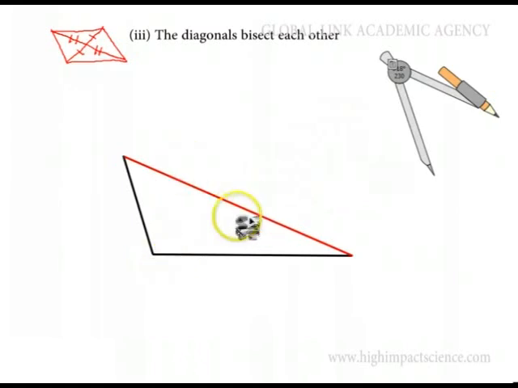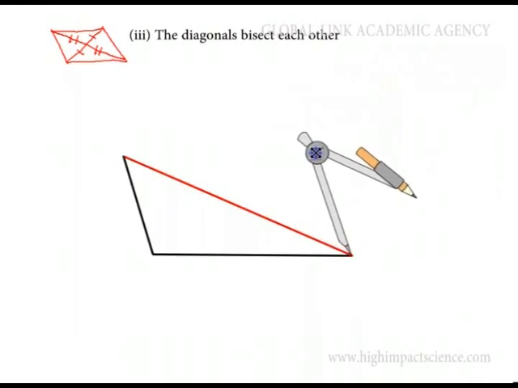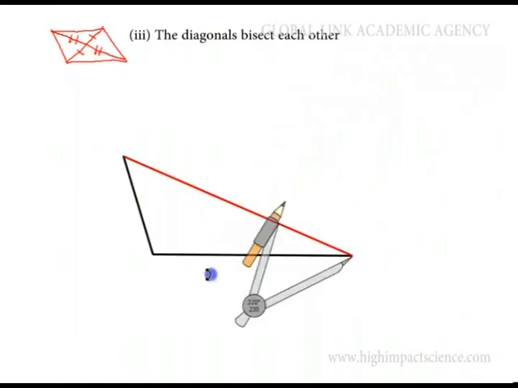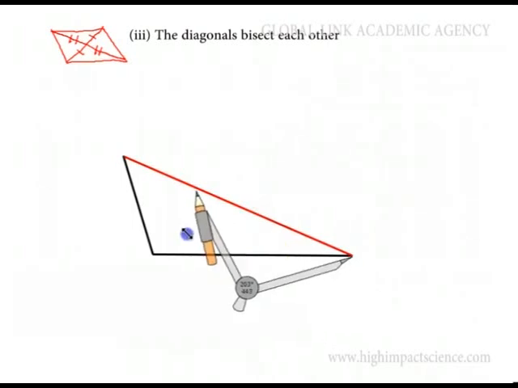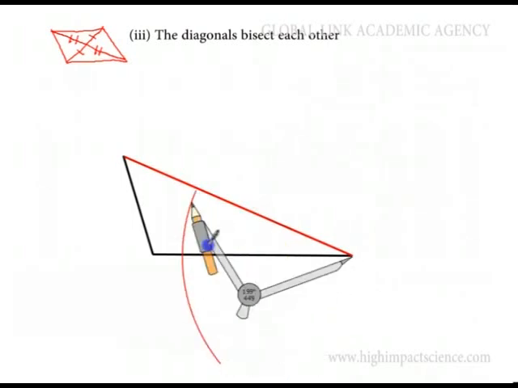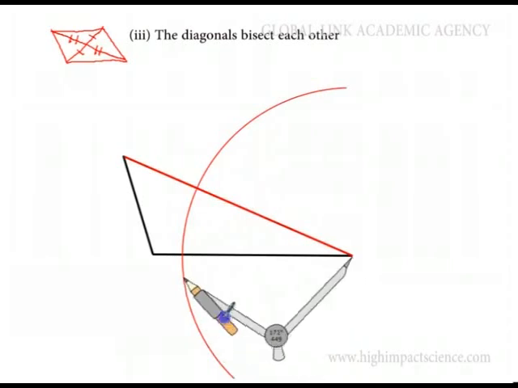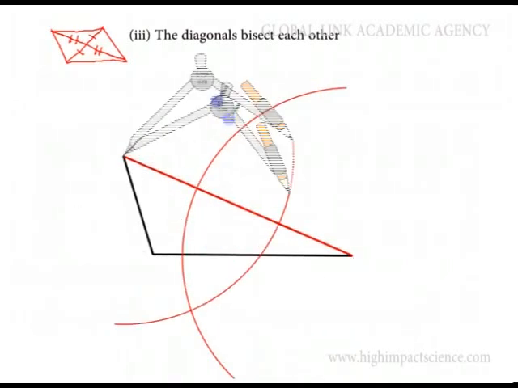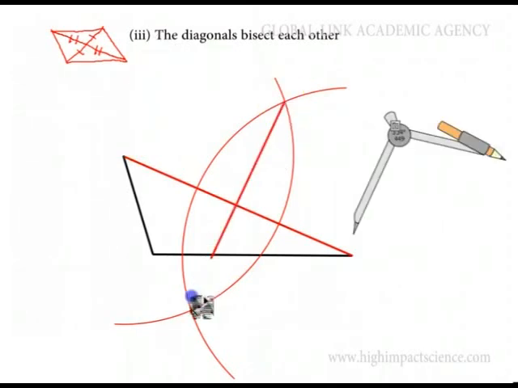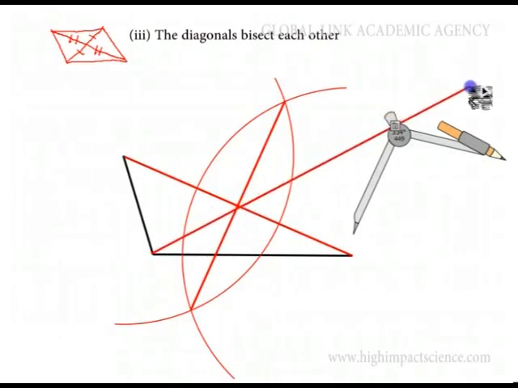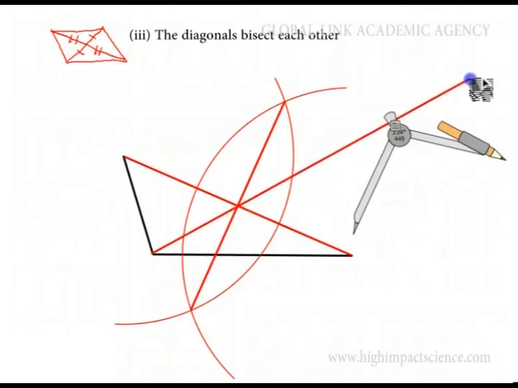So I need to know the midpoint of this diagonal. I do like I'm constructing a perpendicular bisector. Mark an arc and the other arc. That line will tell me this is the midpoint. So the diagonal starts from here and will go through this midpoint.